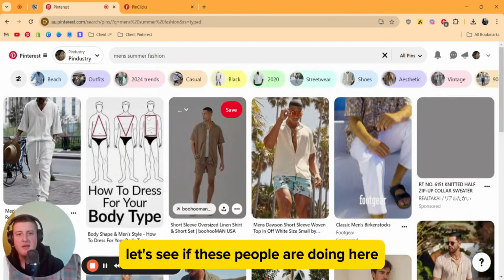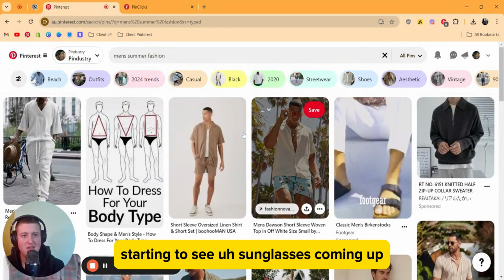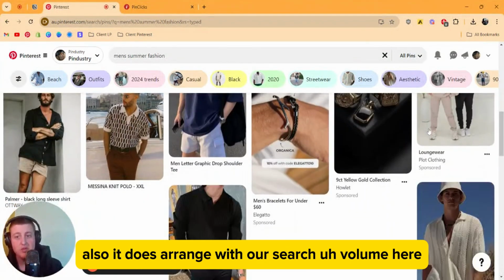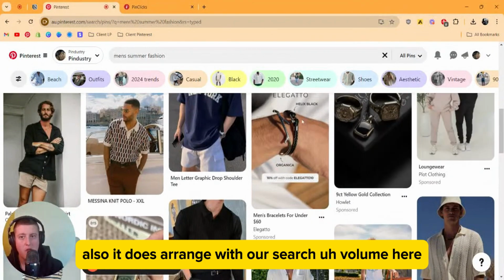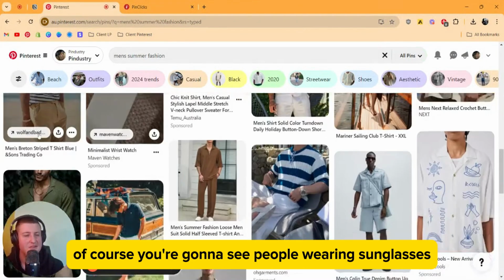Let's see if these people are doing it here. So the first thing that we can see is that we're starting to see sunglasses coming up simply because the algorithm is getting used to what I'm liking. But also it does align with our search volume here. Of course, you're going to see people wearing sunglasses in the summer.